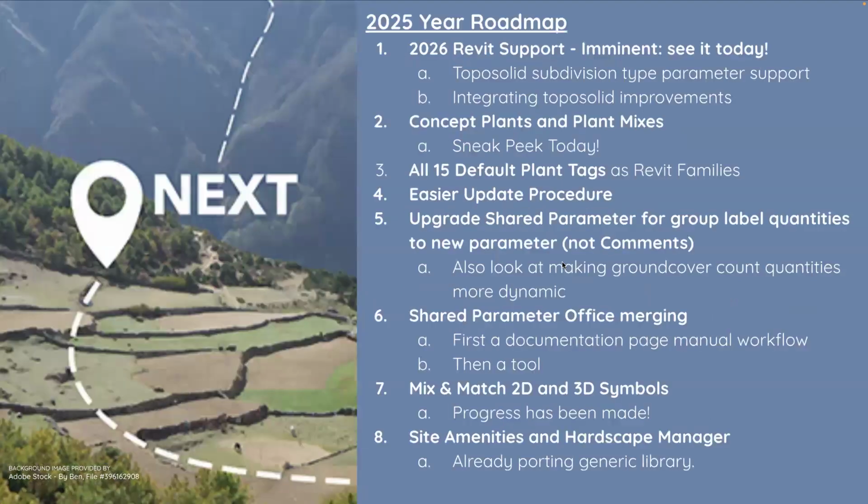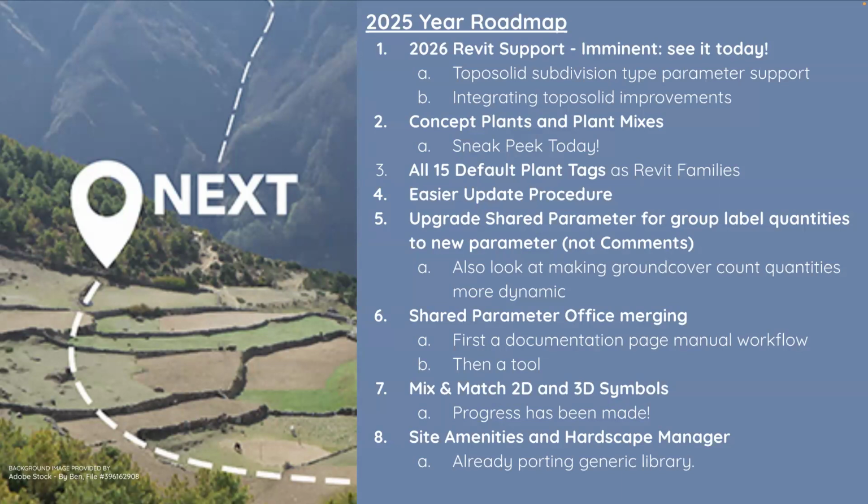So next, 2025 and maybe a little bit into early 2026, what's the roadmap? 2026 Revit support. It's not going to be like last year. It's going to be imminent, and I'm going to show it to you today. It is working. There are a few little things that we're still tweaking and fixing up, and that has to do with the topo solid subdivisions.